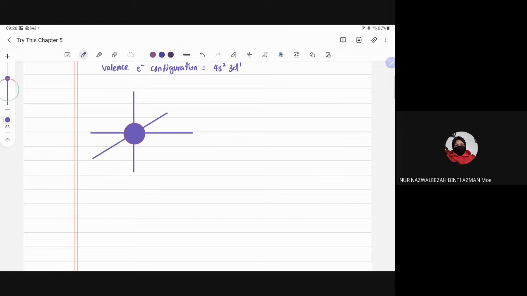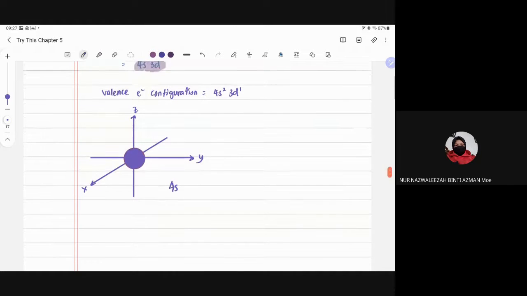So kita ada like that. So this is Z, X, Y. Jangan lupa label for S. Kemudian kita ada, we have another one.